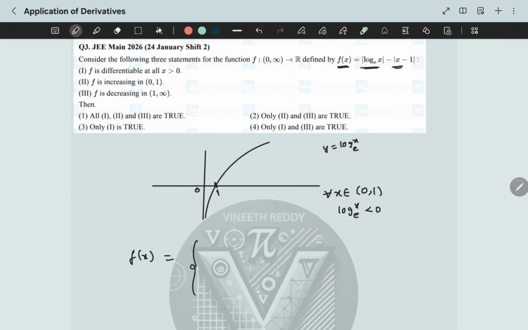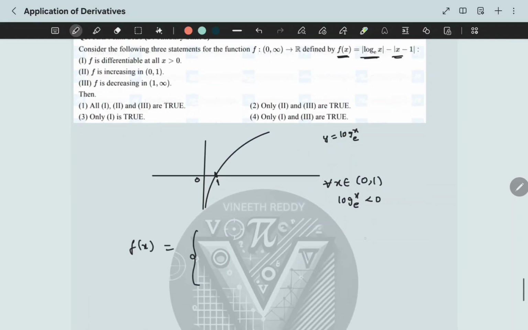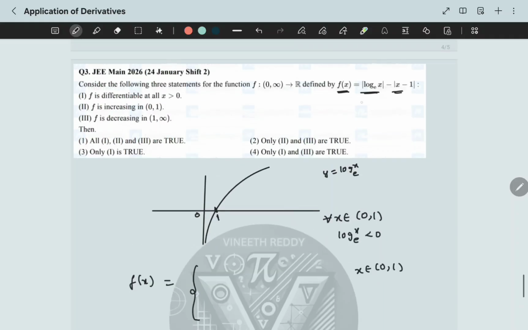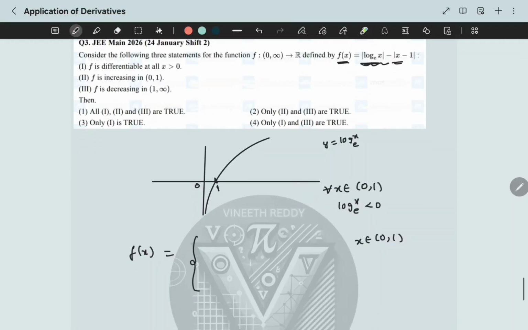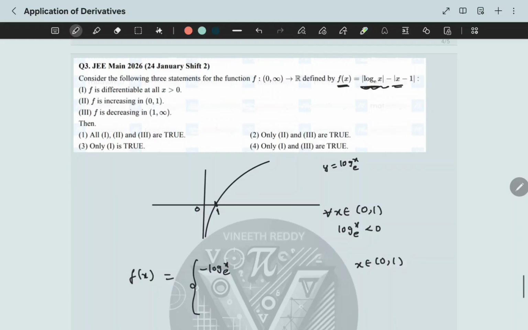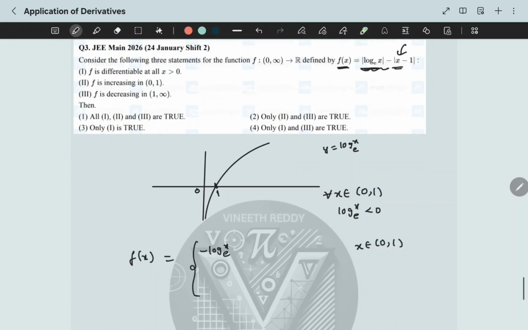f of x will be, now when x belongs to 0 to 1, this value will be negative, right? So we'll get minus log x to the base e, and when x is between 0 and 1, for example 1 by 2, again x minus 1 will still be negative, so negative into negative will be positive, so we get plus x minus 1. We are just opening the modulus function, dear students. Understood? I hope you have understood this, right?